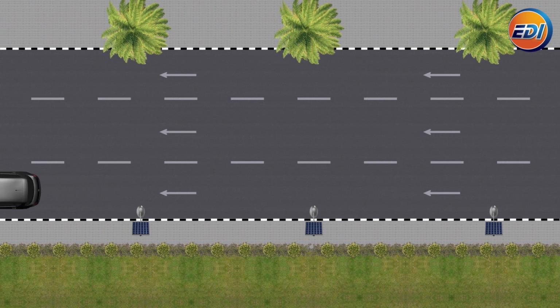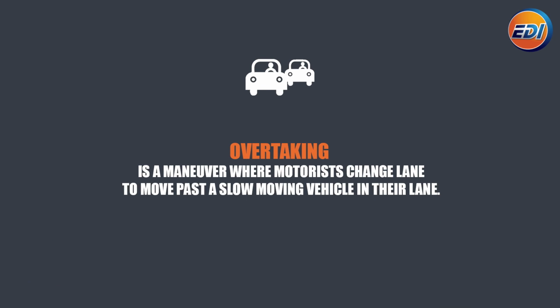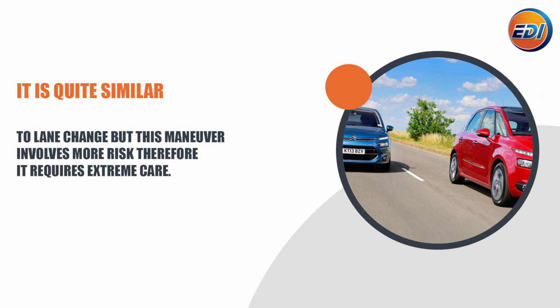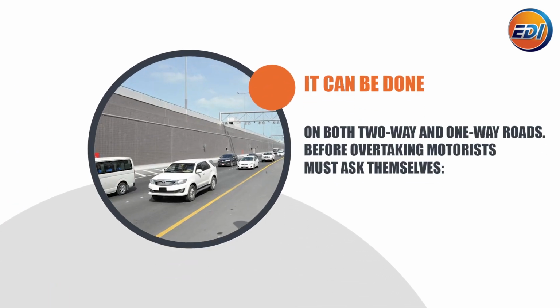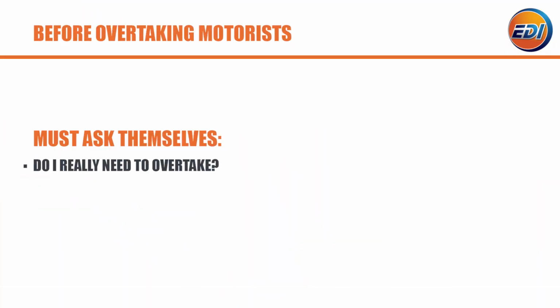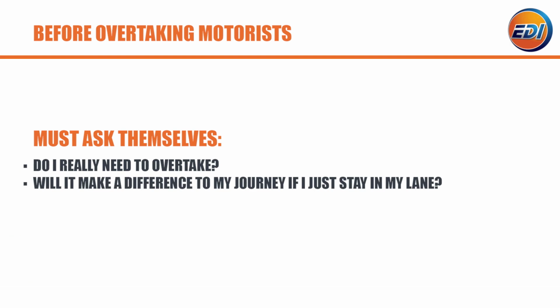the speed limit. Overtaking. Overtaking is a maneuver where motorists change lanes to move past a slow-moving vehicle in their lane. It is quite similar to lane change, but this maneuver involves more risk, therefore it requires extreme care. It can be done on both two-way and one-way roads. Before overtaking, motorists must ask themselves, do I really need to overtake? Will it make a difference to my journey if I just stay in my lane?